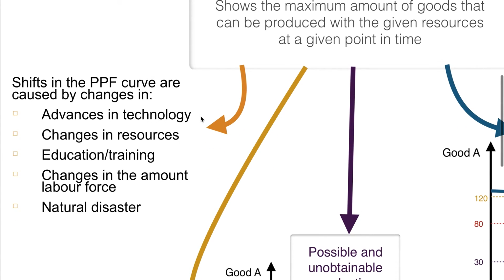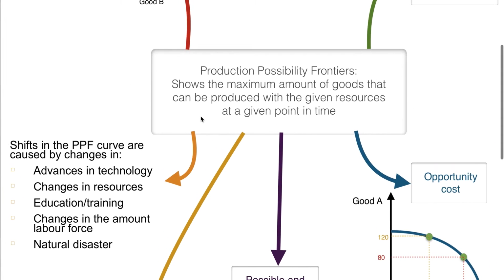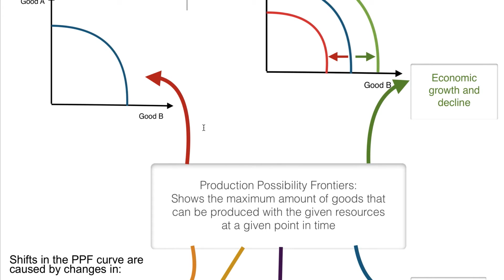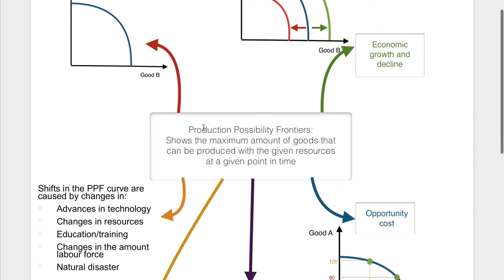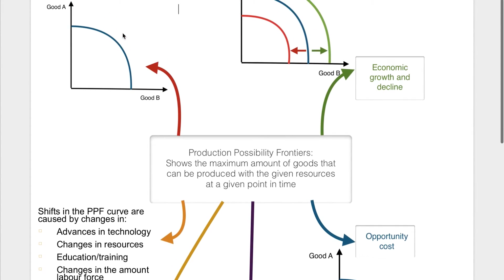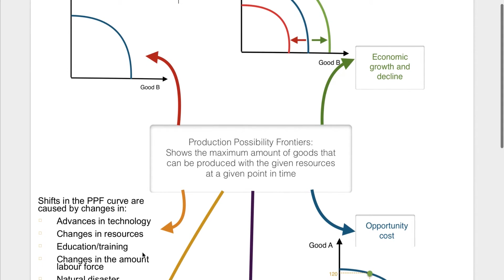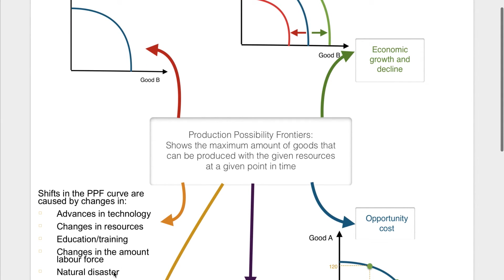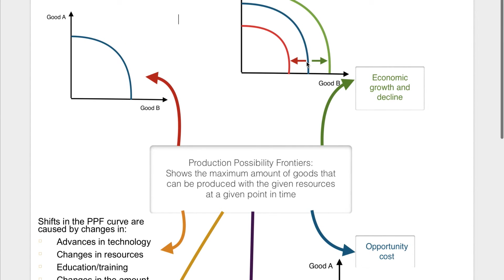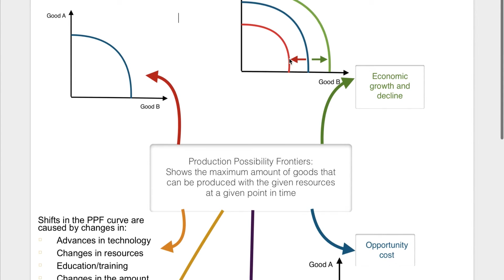And why does the PPF curve change? This is quite a common question to be asked. Why it changes is because there might be advances in technology, which mean that you can produce more with your given resources, so that causes an extension of the PPF to over here, so it'll be like this point here. Or if there's a change in resources, so for example, if there's a natural disaster, then your PPF is going to contract because you've got fewer resources to work with.